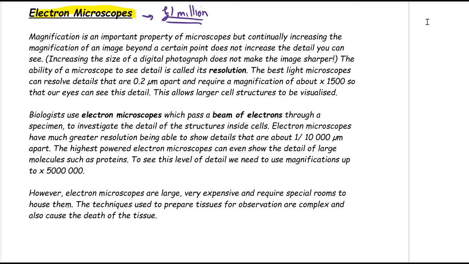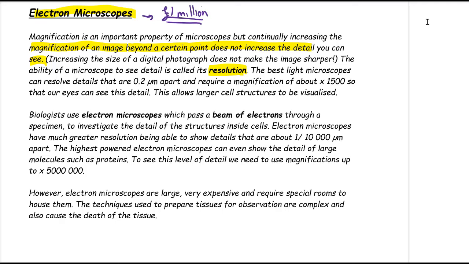Now, here's why. As we've talked about, magnification is an important property of microscopes, but if you continually increase the magnification of an image beyond a certain point, it doesn't increase the detail you can see. If you think about a picture on your phone, if you zoom in, the quality doesn't stay the same. The quality actually decreases. The ability of the microscope to see in detail is called its resolution. So, like your phone, whenever you zoom in more, you can see things bigger, but it's not clear because you're losing the resolution as you zoom in.